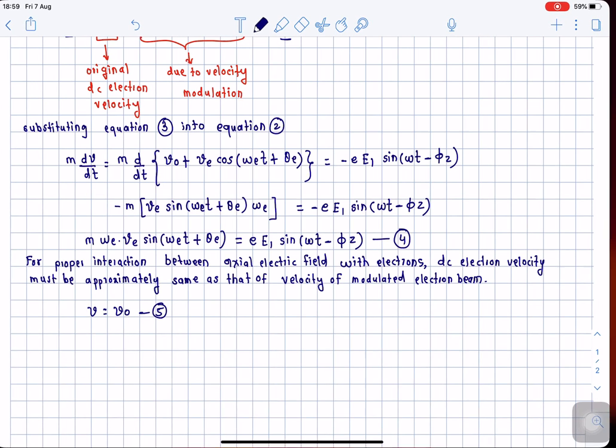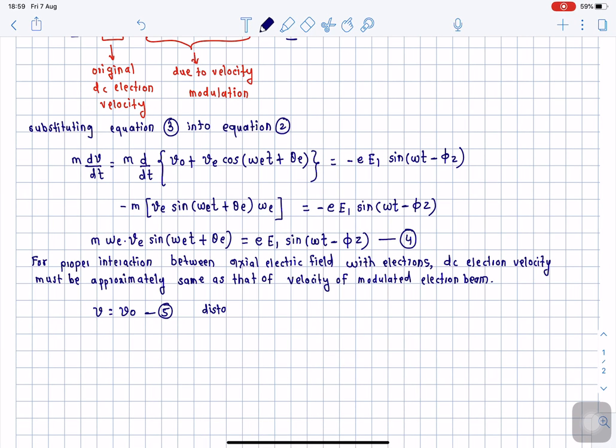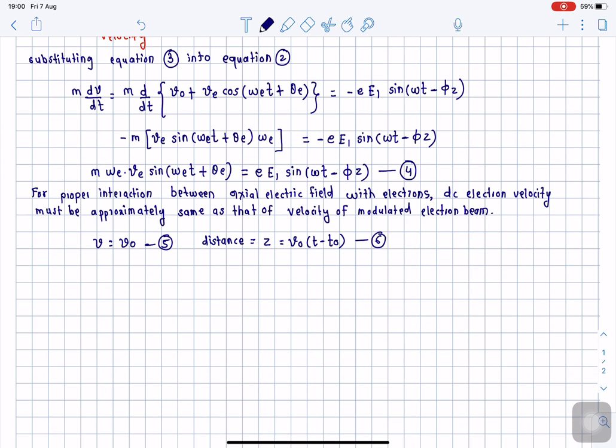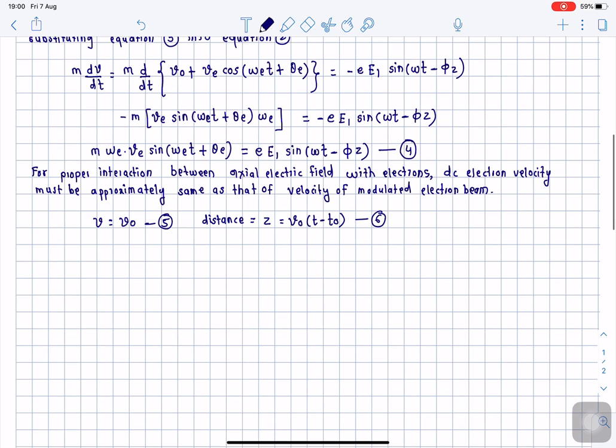Okay, and the distance over which the interaction is taking place is given as z along the z direction, and this can be written as velocity into time, and this time is t minus t0. Let us call this equation 6. Okay, so what we do is we substitute equation number 6 into equation number 4. So here, in terms of z over here, substitute equation 6 into equation 4.